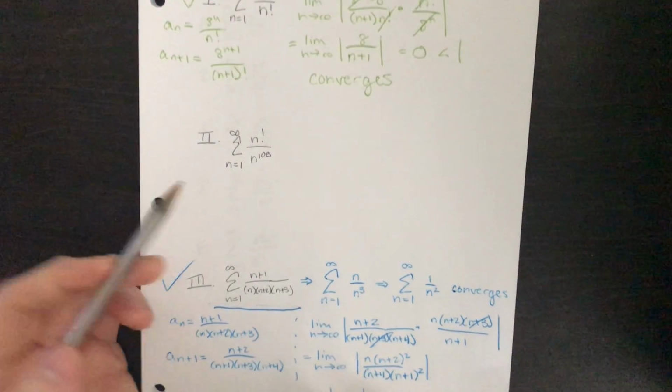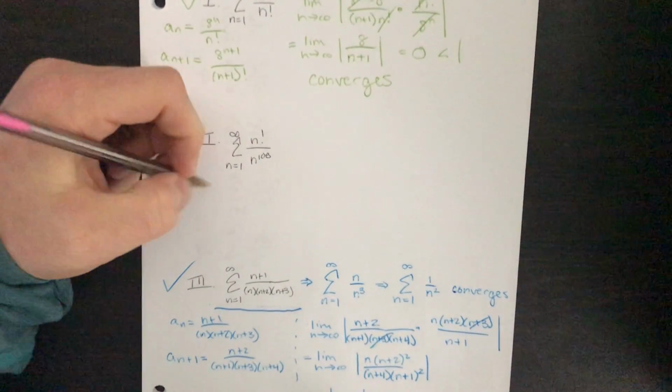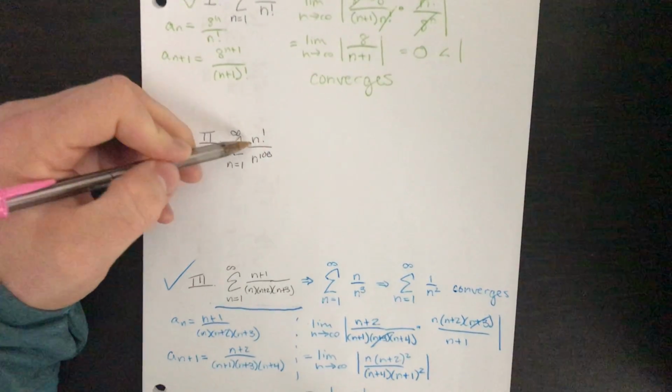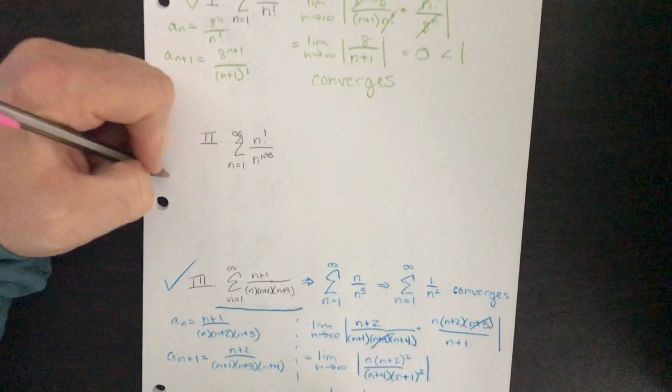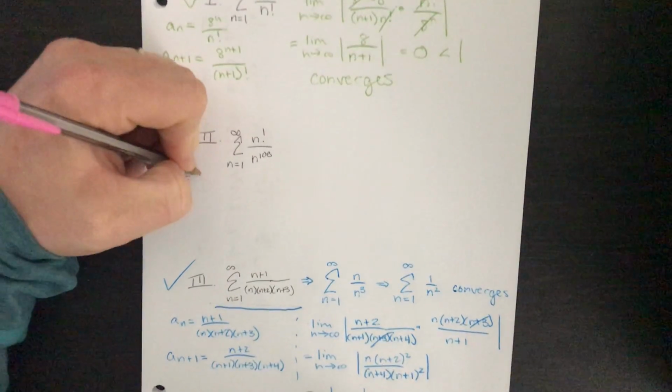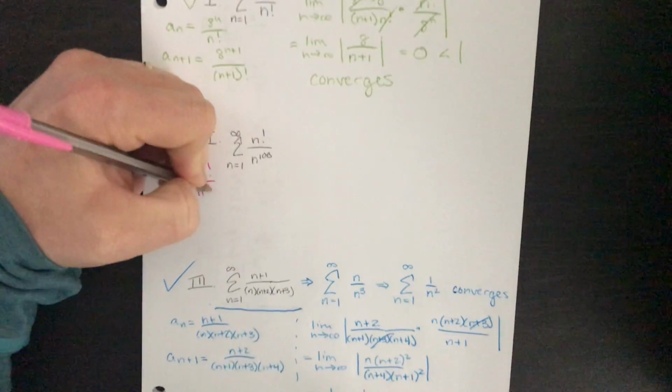Let's test the third one. So the sum from 1 to infinity of n factorial over n to the 100. Like I said, the factorial is good. N to the 100s should be some alarm bells for you. So let's see what happens here. My a sub n doesn't change.